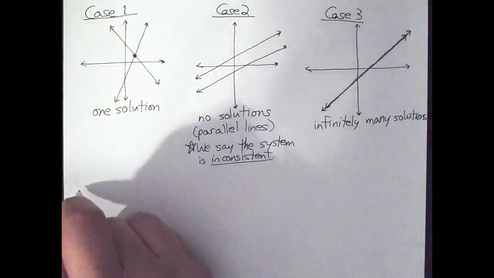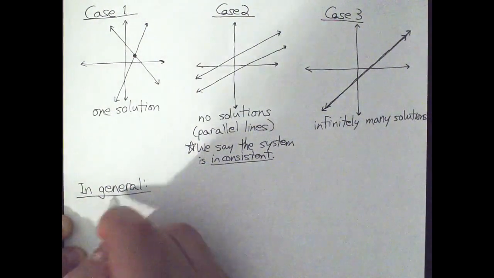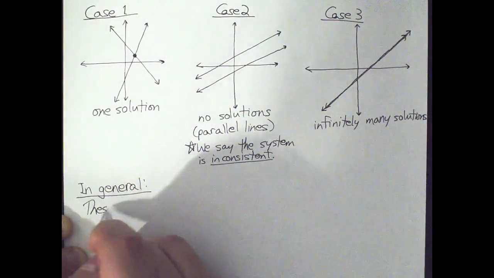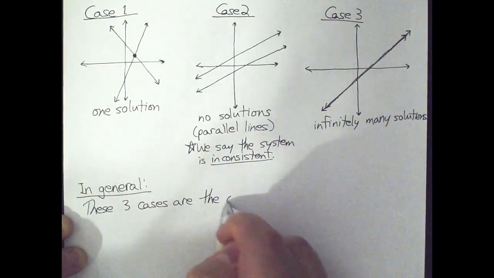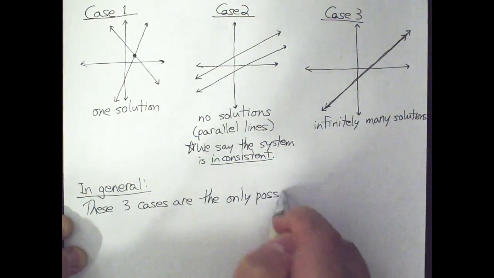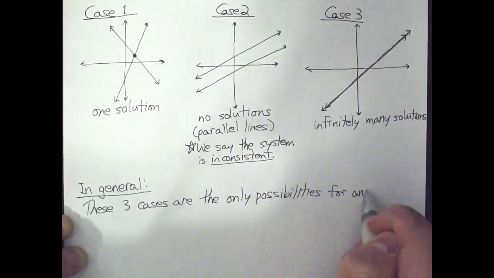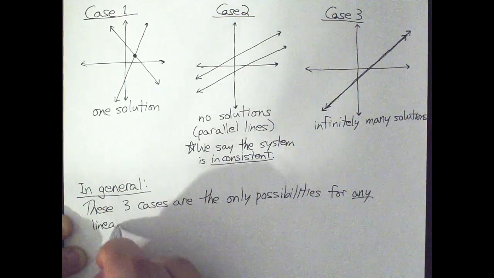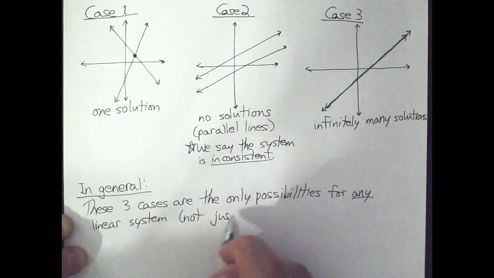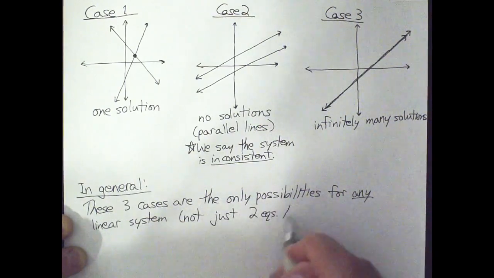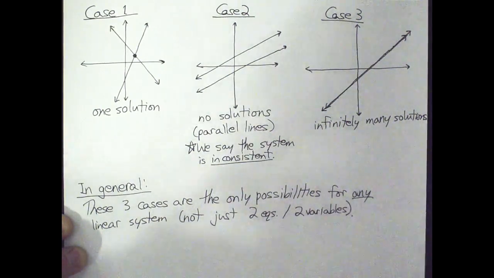Okay, so that's good for small systems, but in fact, I'm going to tell you that in general, these three cases are the only possibilities for any linear system. Meaning not just two equations, two variables. Now that's kind of a bigger statement.